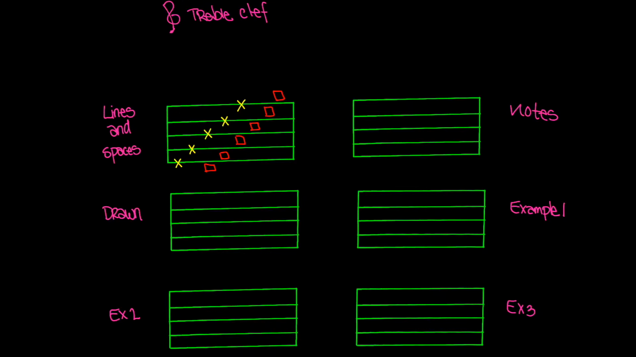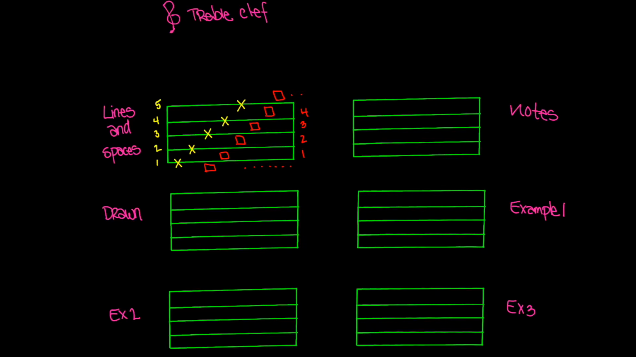What we see is that we have a collection of 5 lines, 1, 2, 3, 4, 5, and 4 spaces, 1, 2, 3, 4. I know you're probably looking at the ones on the outside, but in terms of the ones that are interior to this staff, we're only going to look at it as 5 lines and 4 spaces.